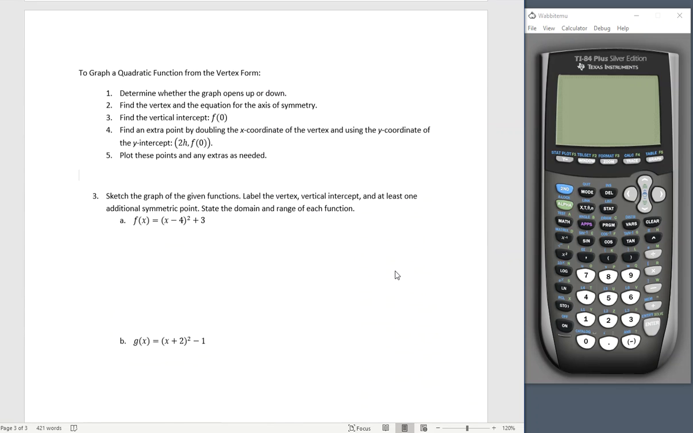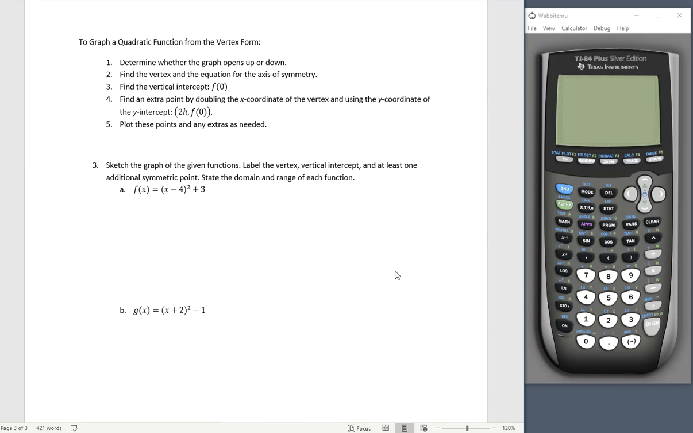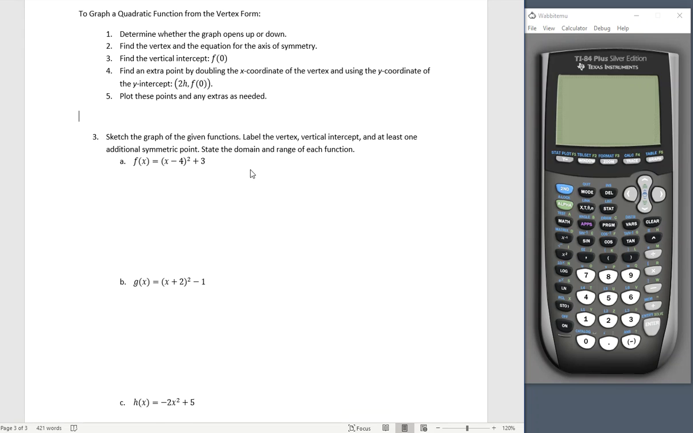All right, now, not very often are we given a function and its graph and then told to answer a few questions there, right? A lot of times we have to graph it ourselves. So to graph a quadratic function in vertex form, first we're going to look at a and determine whether the graph opens up or down. Then we'll find the vertex and the equation for the axis of symmetry. Then we'll find the vertical intercept by evaluating f of 0. Then we'll find an extra point by doubling the x-coordinate of the vertex and using the y-coordinate of the y-intercept.